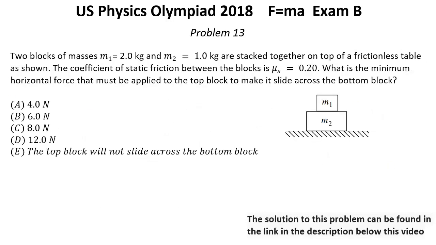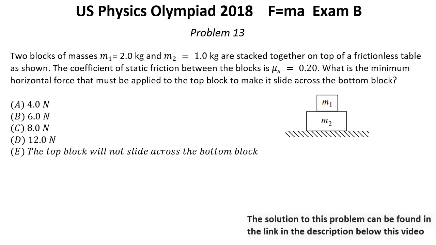Problem number 13. Two blocks of masses M1 equal 2 kg and M2 equal 1 kg are stacked together on top of a frictionless table as shown. The coefficient of static friction between the blocks is μs equal 0.2. What is the minimum horizontal force that must be applied to the top block to make it slide across the bottom block? Solution for problem number 13.